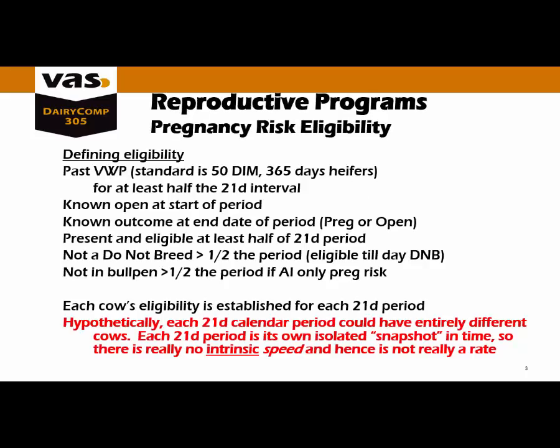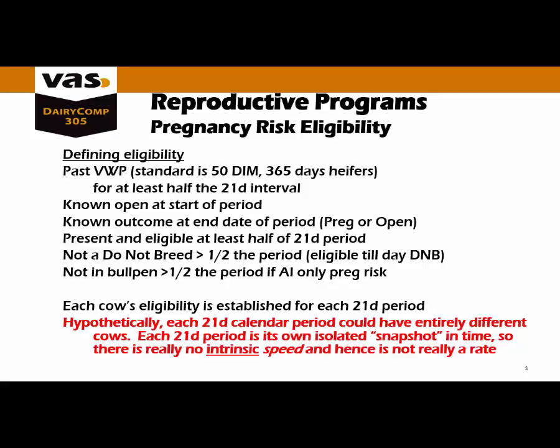Each 21-day cycle, cows need to be determined whether or not they are eligible. The definition of eligibility is they need to be past the voluntary waiting period for at least half of the 21-day interval. For cows, 50 days in milk; heifers, 365 days. They have to have a known open at the start of the period, a known outcome at the end date of the period, open or pregnant, present and eligible for at least half of the 21-day period, not a do not breed for greater than half of the period, and not in a bull pen for greater than half of the period. Each cow's eligibility is established for each 21-day period.